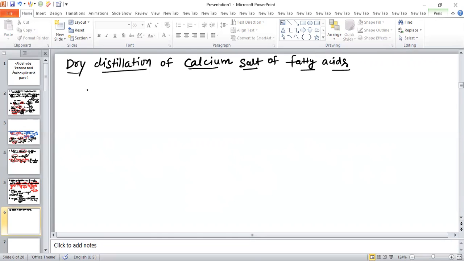Fatty acids are basically R, C double bond O and OH. So 2 moles of fatty acids are there, and when we add calcium hydroxide, what happens? You can easily identify. We will discuss this reaction with mechanism also.